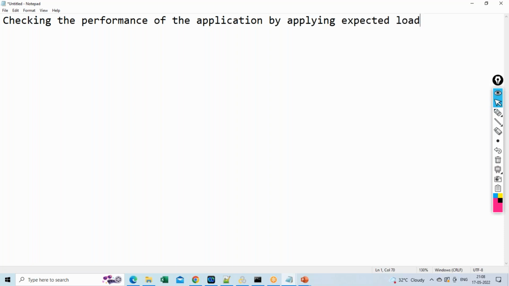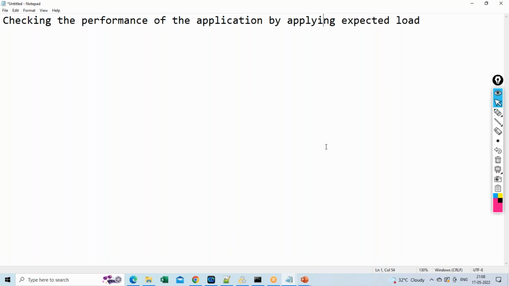Okay, so when you are testing an application with one user, it's not called performance testing. Basically, you should apply some load. Who will give that load, we'll discuss later. But we should have some number, like we have to test the application with 100 users, 200 users, 300 users, something like that. Then only we call it performance testing. So checking the performance of an application by applying the expected load or some load is called performance testing.